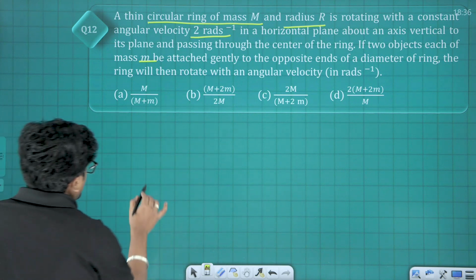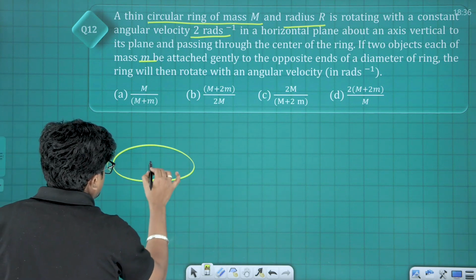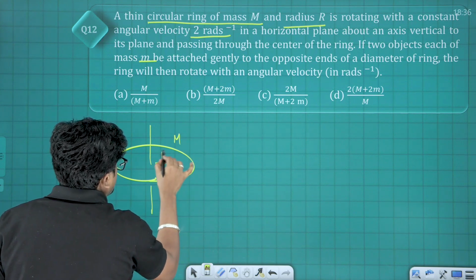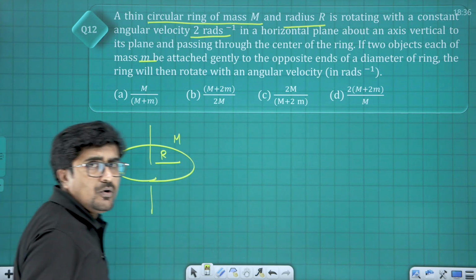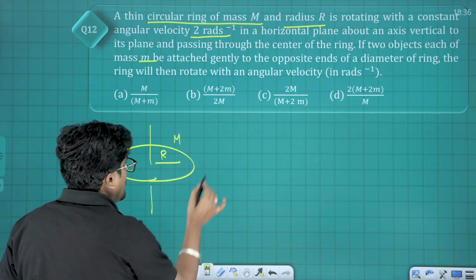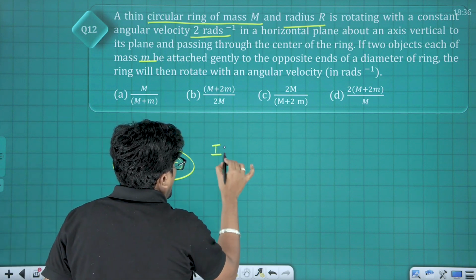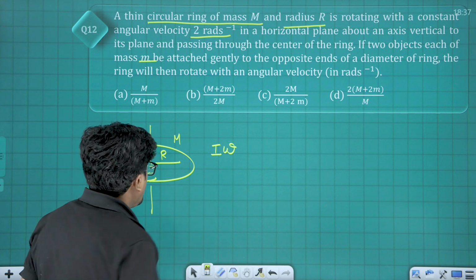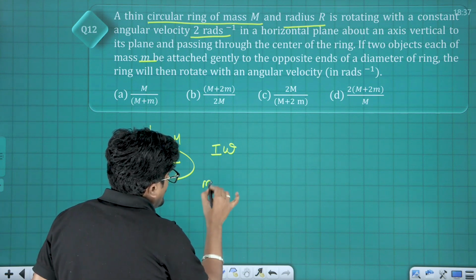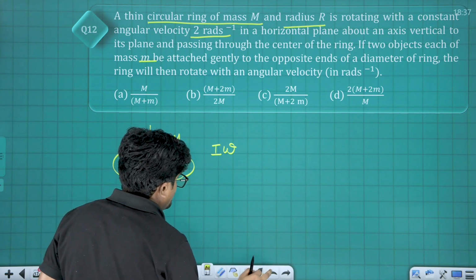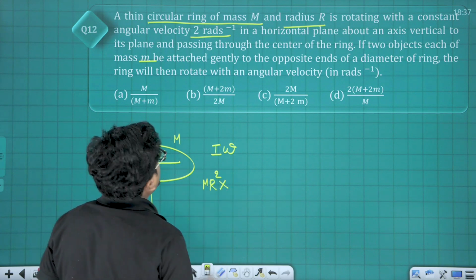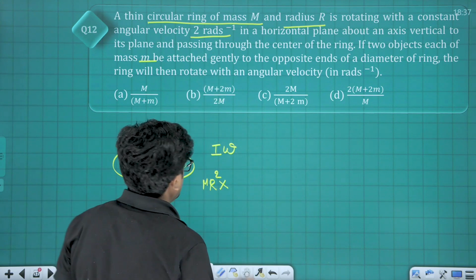So initially, this is the ring, mass is M, radius is R. So the angular momentum is I into omega. All right. So what is the angular momentum now? I is M into R square multiplied by, what is the initial angular velocity?